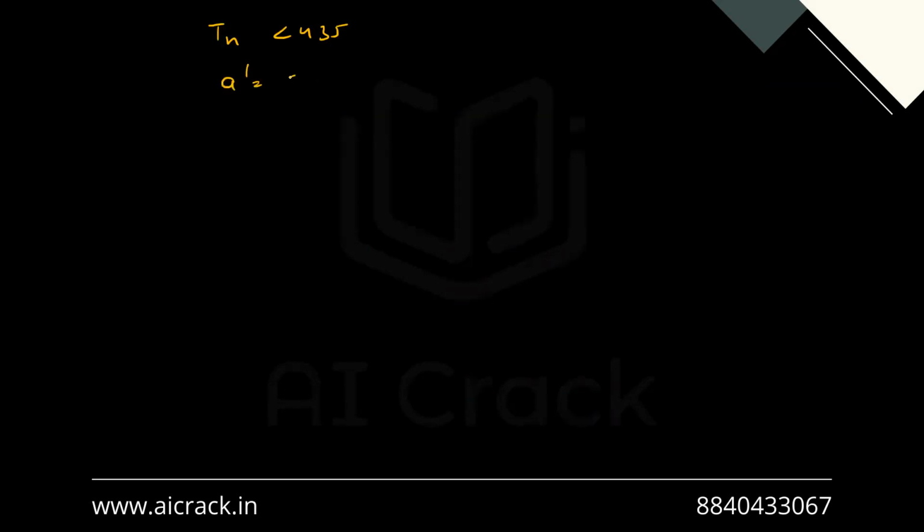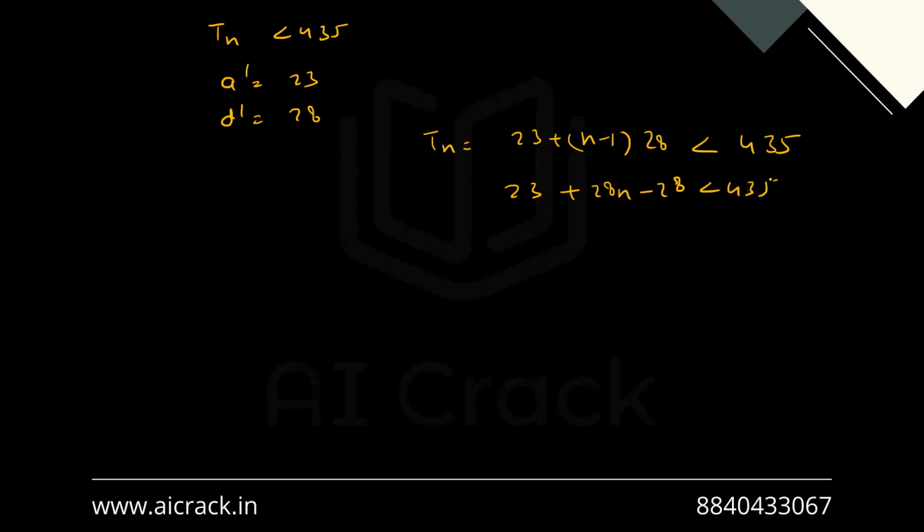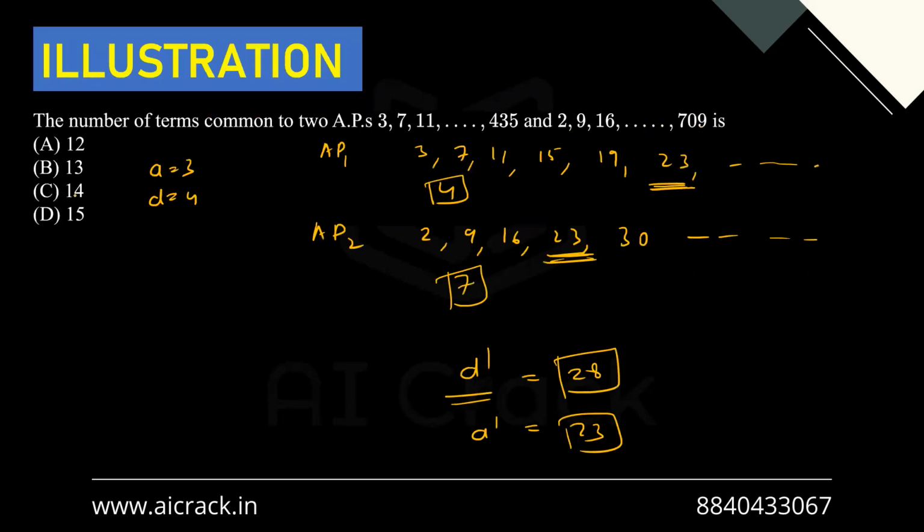So A dash equals 23 over here, D dash equals 28 over here. So Tn, if I want to write Tn, that would be 23 plus n minus 1 times 28, and that should be less than 435. So I can clearly see that 23 plus 28n minus 28 is less than 435. So this becomes minus 5. 28n is less than 440. So basically n is less than 440 divided by 28. So 4 7s are 28, and 4 11s are 44, and if I do that, that would become 15 point something. So n is basically 15 over there. So D is the correct option.